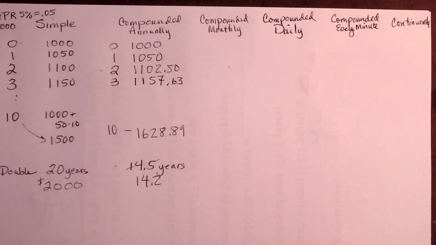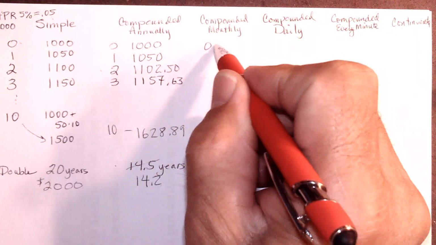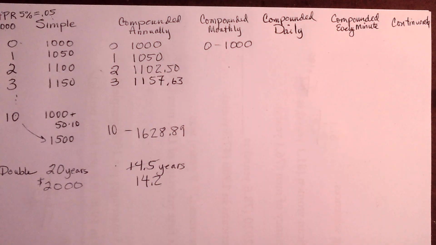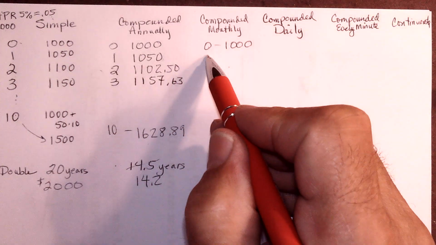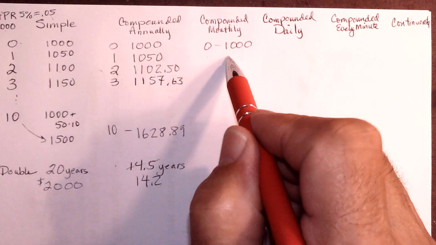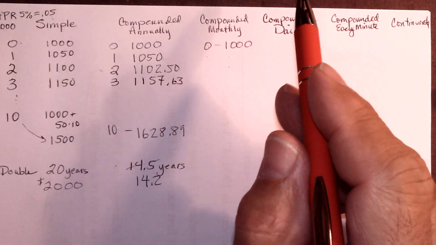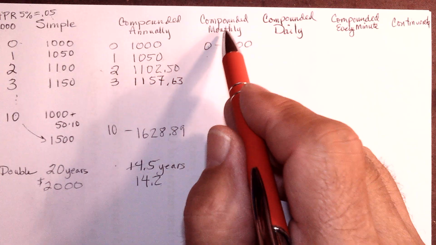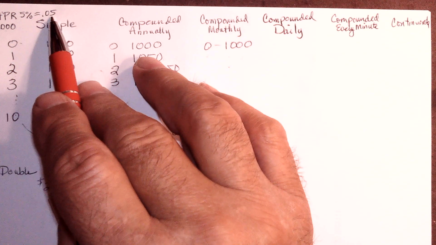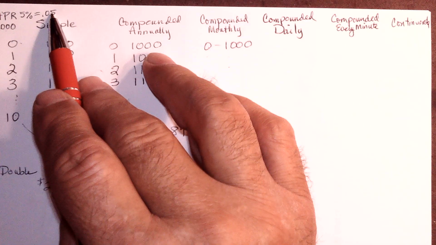Okay, what if it was compounded monthly? Well, again, at the beginning we'd have 1,000 at year 0. Now you would think that we would just do this 12 times, 12 times 1.05. But it's not 1.05 because every month we're not going to get 5%. It's only 5% for the year. So I have to take this percentage and divide it by 12.